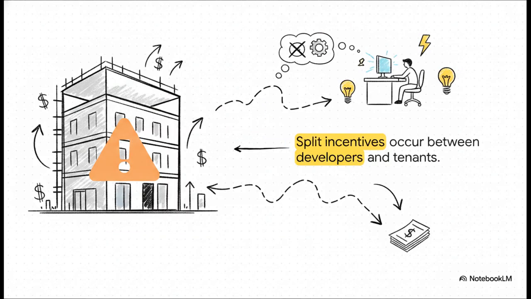Then we've got this structural headache called split incentives. Think about it. A commercial developer pays the capital costs to construct the building, but they usually aren't the ones paying the utility bills 10 years down the line. The tenant pays the bills, but the tenant had no control over the building's original design. Since the costs and the benefits are split between two totally different parties, nobody is fully motivated to internalize the whole life value of a sustainable design. It's literally a case of, well, not my bill, not my problem.